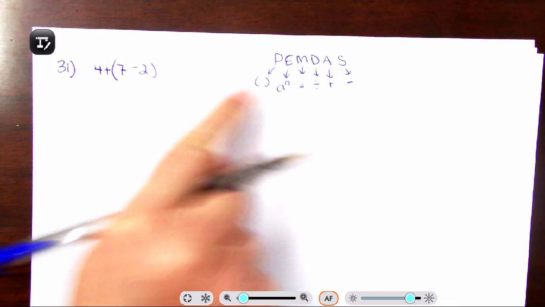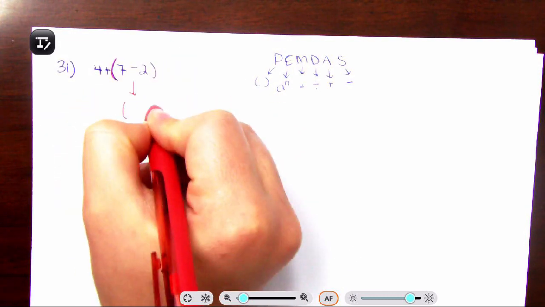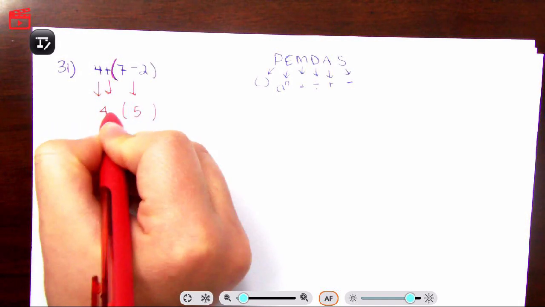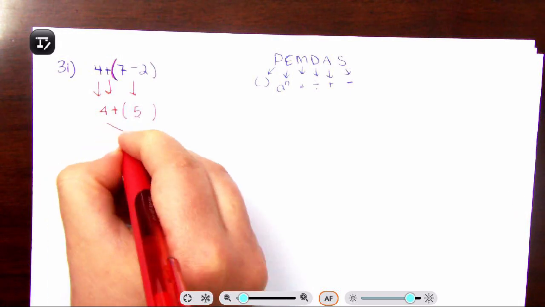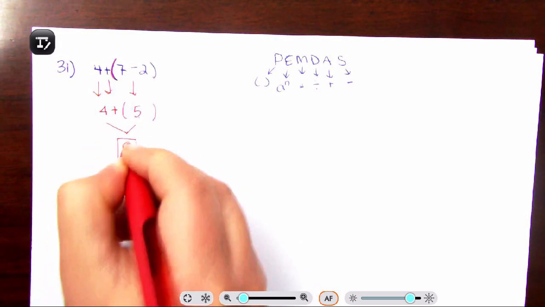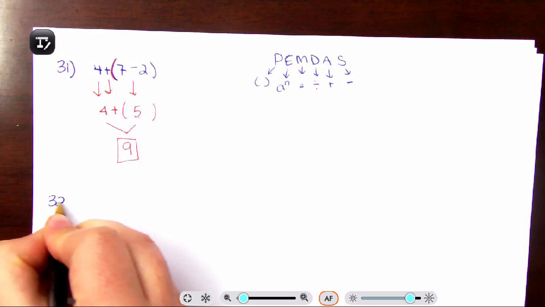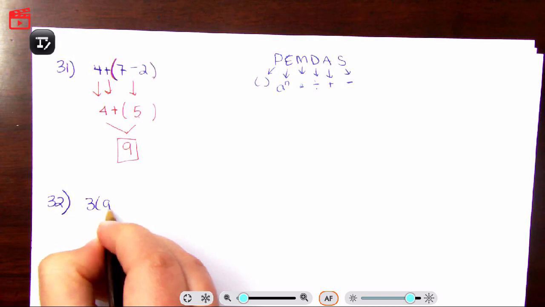We do the parentheses first. So 7 minus 2 is 5. We bring everything else down. Everything else does not change. So what is 4 plus 5? 4 plus 5 is 9. So your answer is 9 for number 31. Next we have number 32. 32 is also order of operations. We're still using PEMDAS. This one's a little bit longer.